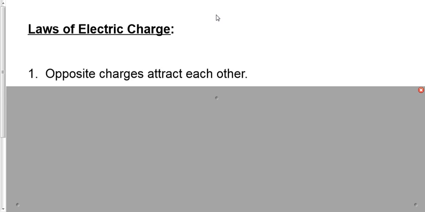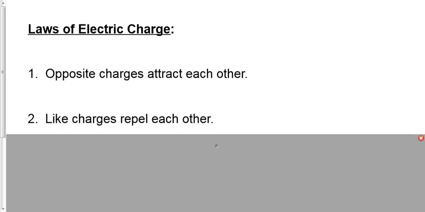Okay, one of them says opposite charges attract each other, which means if you have something that's positive, something that's negative, they're going to attract each other. Right? The hair on your head that's positive as a result of rubbing against the balloon will attract the negatively charged balloon. Okay, if you have a proton, it will attract an electron. Opposite charges attract each other.